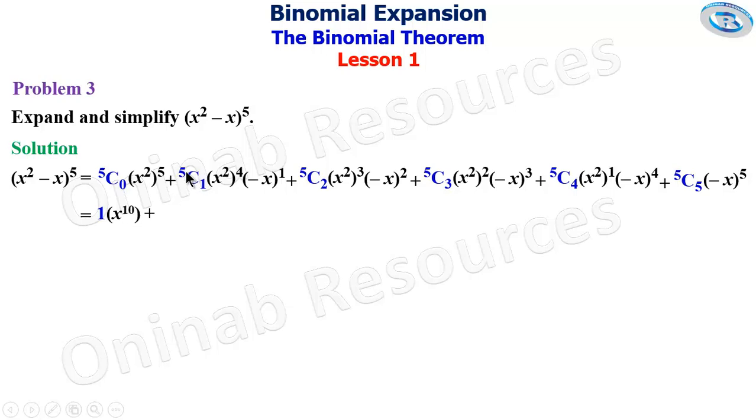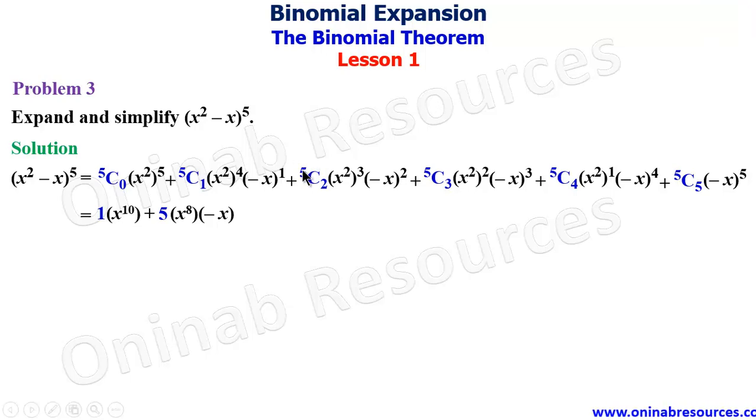Then plus 5 combination 1 is 5. Then 2 times 4 gives 8. So we have x raised to the power 8. Then this is going to be negative x. Remember, if the index is odd, the negative sign will be maintained. If it is even, the negative sign will be truncated.